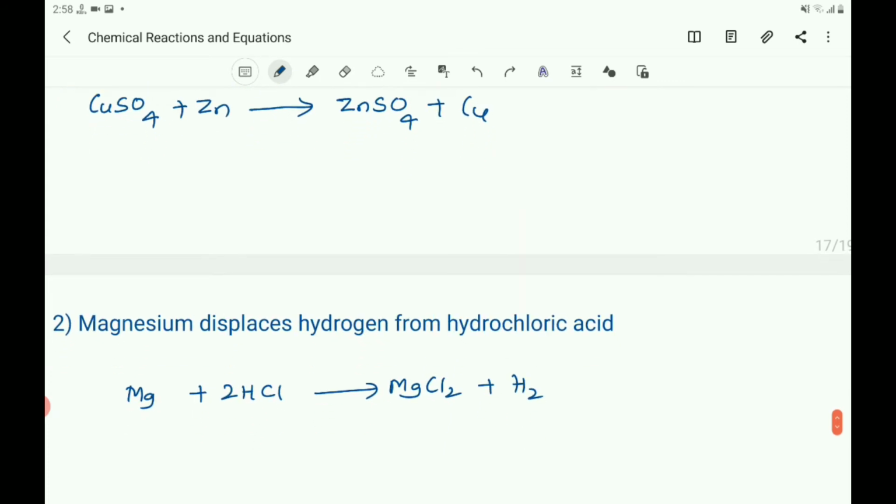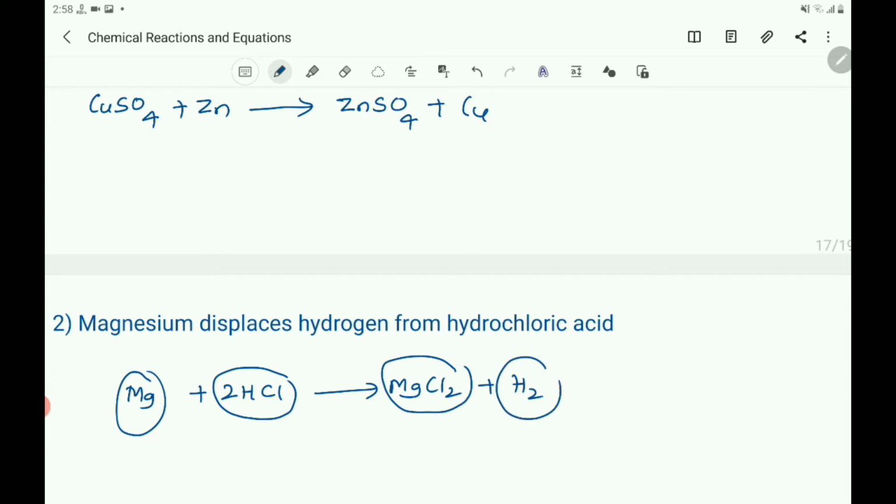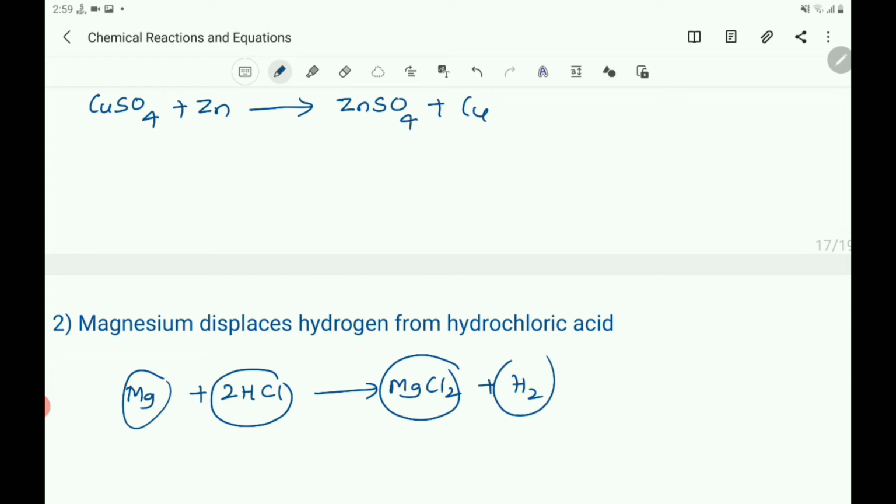Next, magnesium displaces hydrogen from hydrochloric acid, that is Mg. Magnesium reacts with hydrogen chloride or hydrochloric acid to give magnesium chloride and hydrogen gas. Here magnesium is more reactive than hydrogen, so it displaces hydrogen. That is Mg plus 2HCl gives MgCl2 plus H2. That is the equation here.